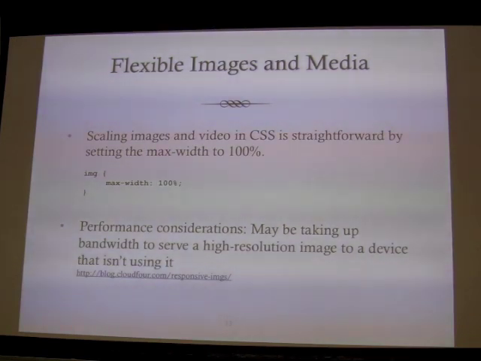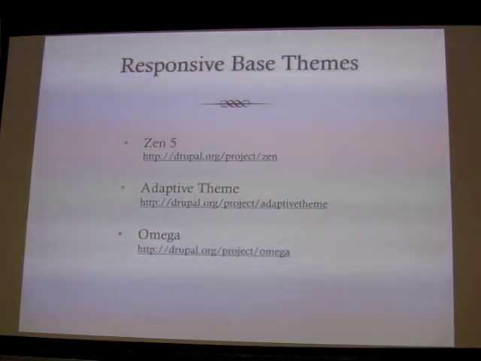Scaling images and video in CSS is straightforward. Typically, all you need to do is set max-width to 100%, and that will take care of your images and your objects for video. There are performance considerations, though. In this case, you may be taking up bandwidth to serve a high-resolution image to a device that doesn't need it. So you'll find, if you look online, there are some solutions to how people handle it. Frequently, it's in JavaScript code. They'll serve up the images depending on the device. So that's a background on the three parts of responsive web.